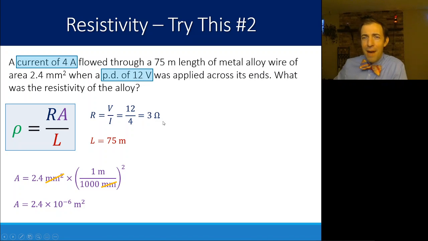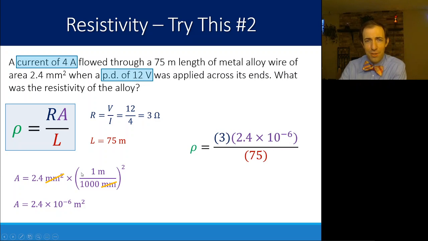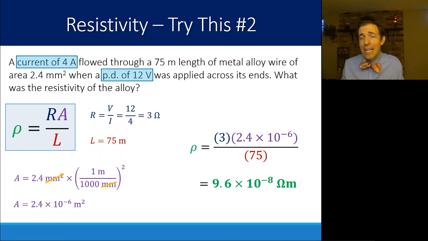So with all of that in mind, we can plug that into this equation. 3 times 2.4 times 10 to the minus 6 divided by 75 gives us a resistivity right in the same range as the other ones that we saw, that times 10 to the minus 8 magnitude. So 9.6 times 10 to the minus 8 ohm meters for the resistivity of that alloy.